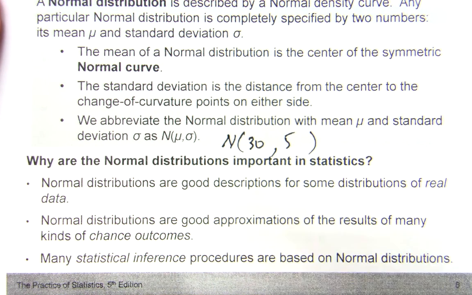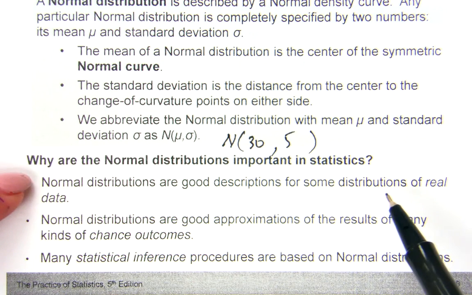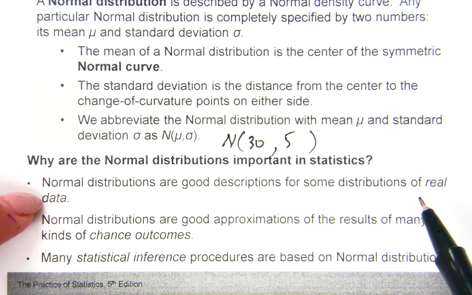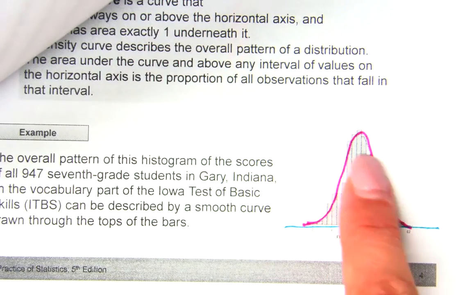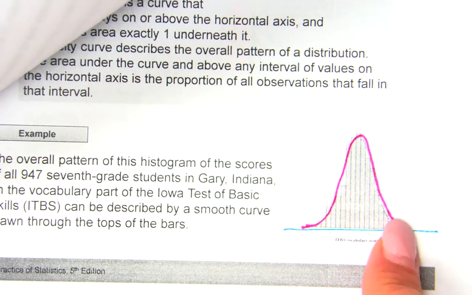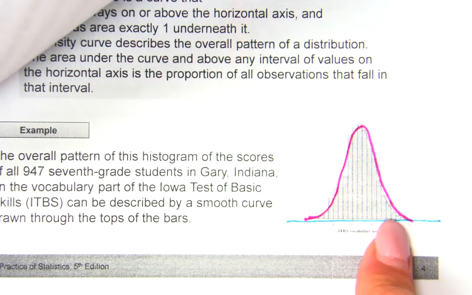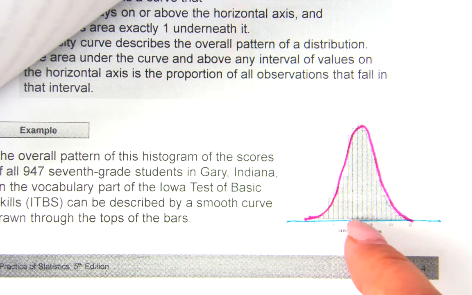So why are normal distributions important in statistics? They're good descriptions of real data. If you have some data that looks roughly symmetric, if you can create a bell shape or a smooth curve, your density curve, to model the data, it makes sense to do that because then you can get some numbers really fast, and you'll see why in just a second.